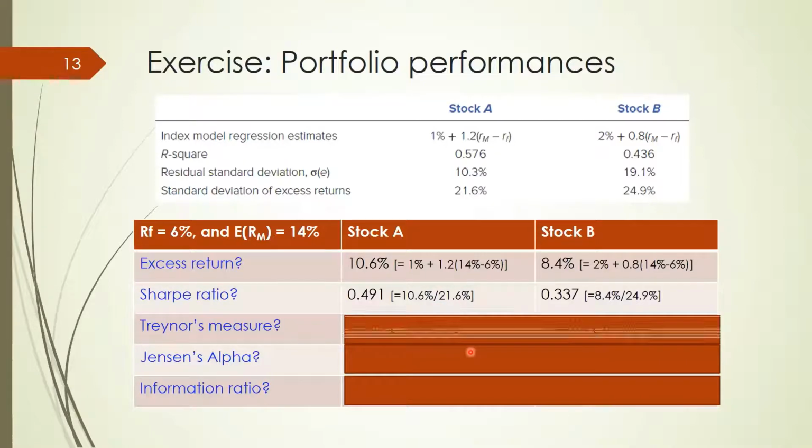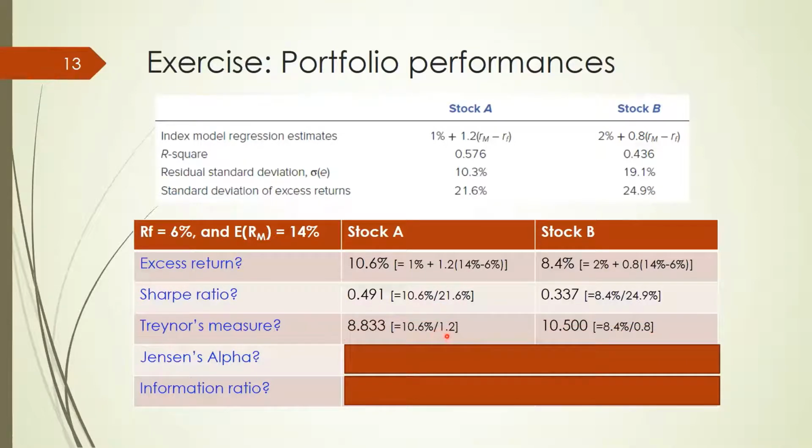For Treynor's measure, we're taking excess return scaled by the beta, 1.2 for A and 0.8 for B. Here, our Treynor's measure of A is 8.83, less than that of B, which is 10.5, which means that if we want to rank these portfolios, the stocks, based on Treynor's measure, B will have a higher ranking than A.